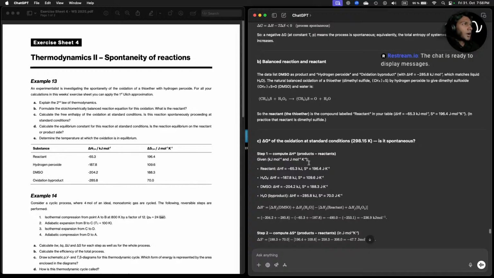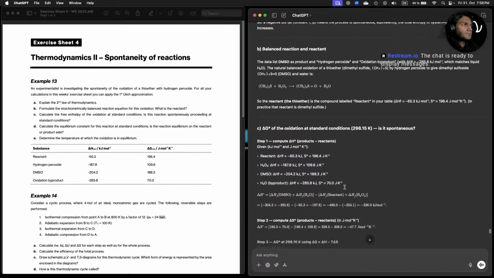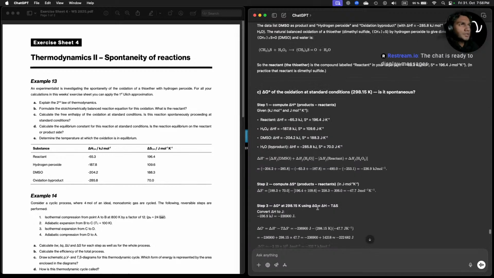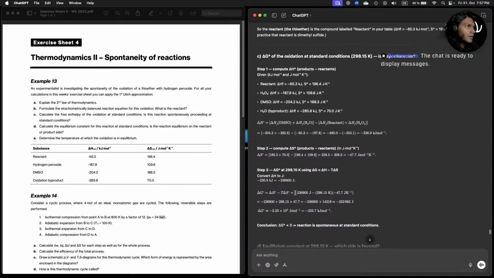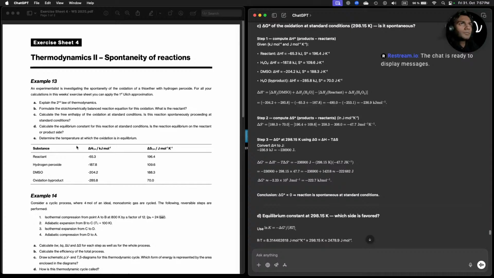Compute delta H, products minus reactant, yeah. Compute delta S, yeah. Now delta G, yeah. From that, it's negative, so it's spontaneous. Okay. Now equilibrium. Is the reaction equilibrium on the reactant or product side? Which side is favored?